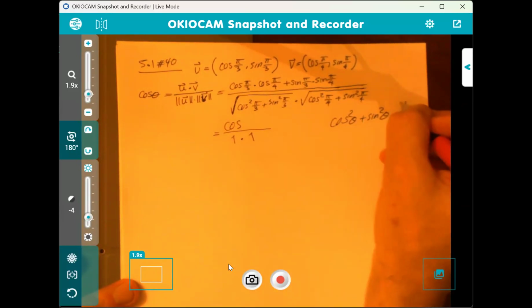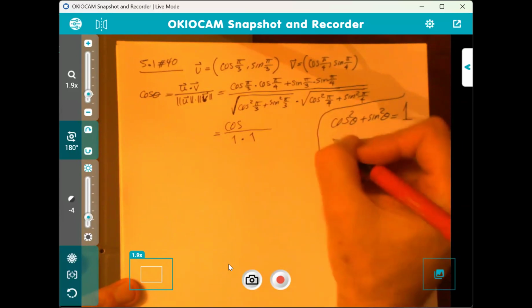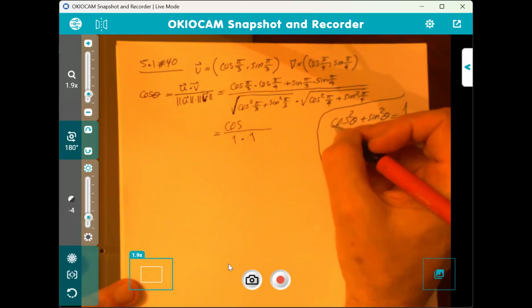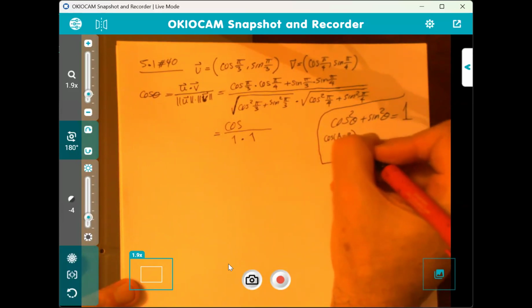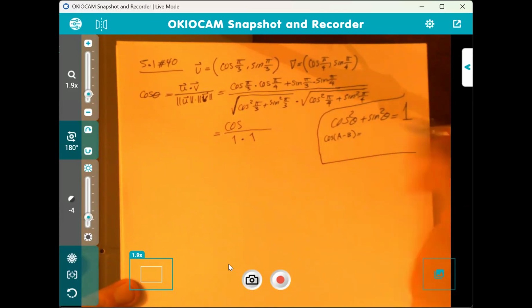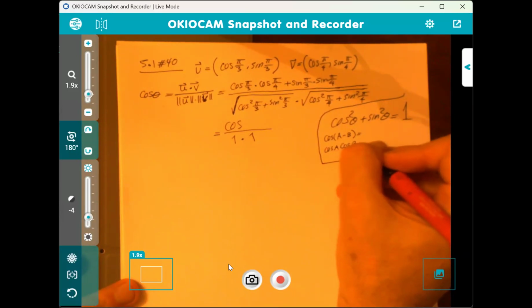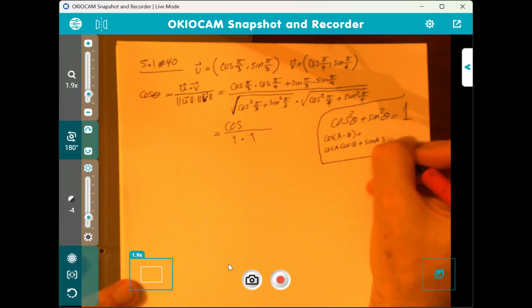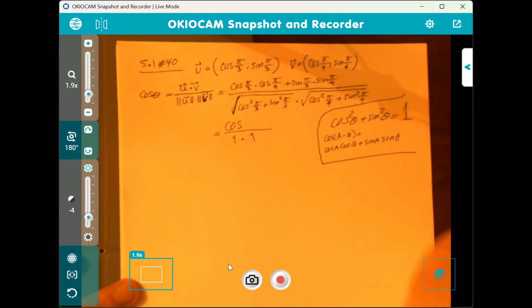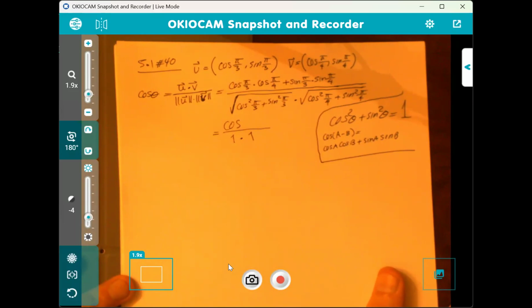Let me write that one. This is kind of our identity corner. So the difference formula for cosine: cosine of A minus B is cosine A cosine B plus sine A sine B. That's what the cosine of the difference is. And I know it's been a while. You guys have probably seen this, so that's okay.